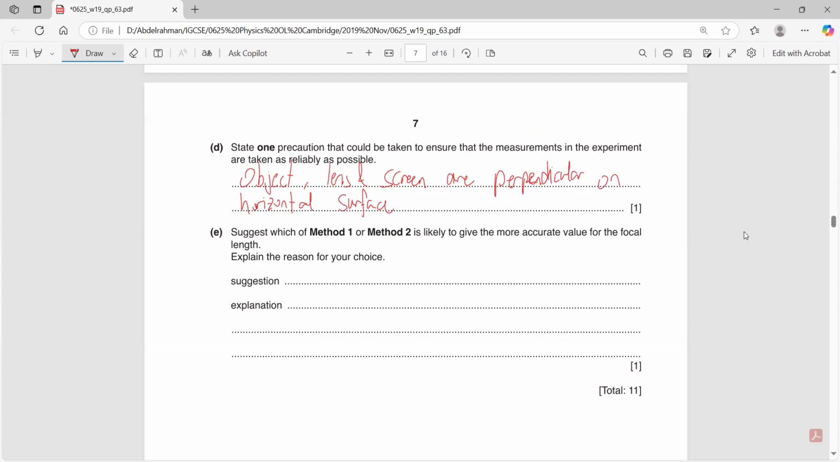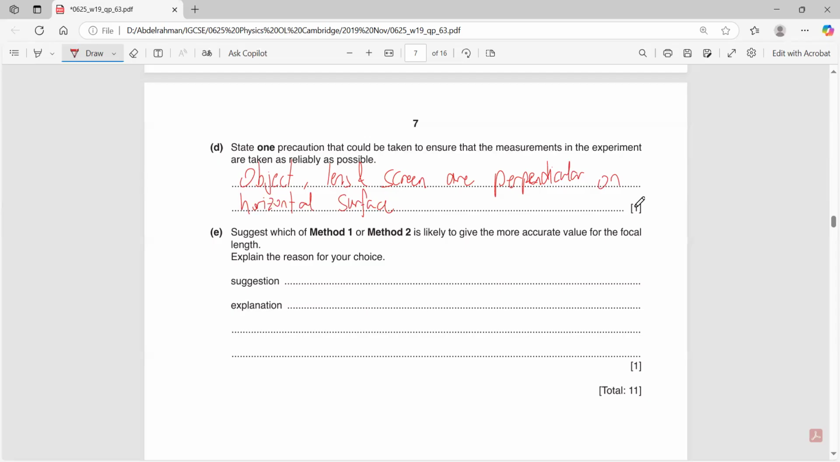Someone might say, can I take the reading perpendicularly? Yes, you can take the reading perpendicularly. Suggest which method, one or two, is likely to give a more accurate value for the focal length. We found the focal length twice, f1 and f2, and he's asking which method is more accurate, and which method might have some problems with it.